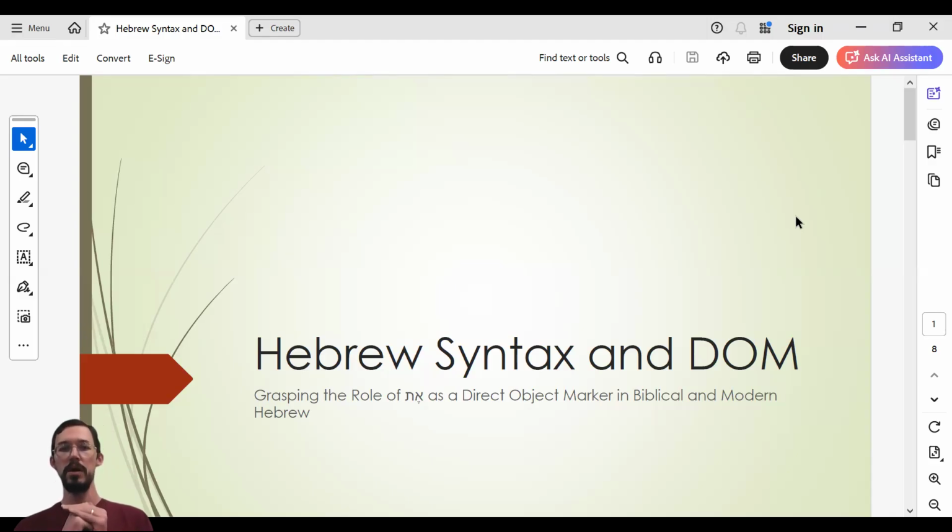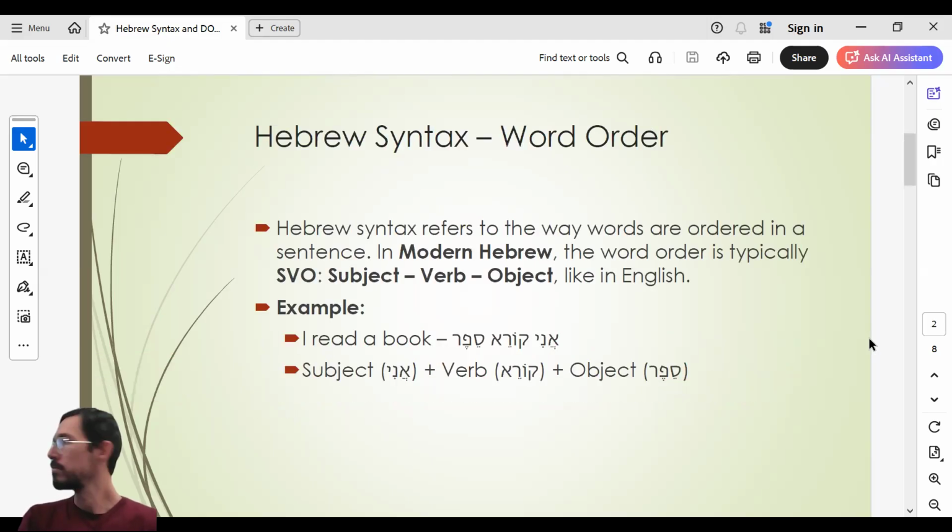Okay, so Hebrew syntax, right? And the direct object marker called et, simple. Just going to quickly go over it.